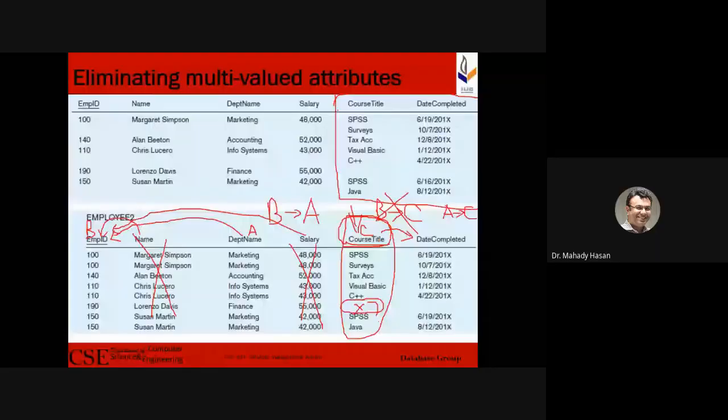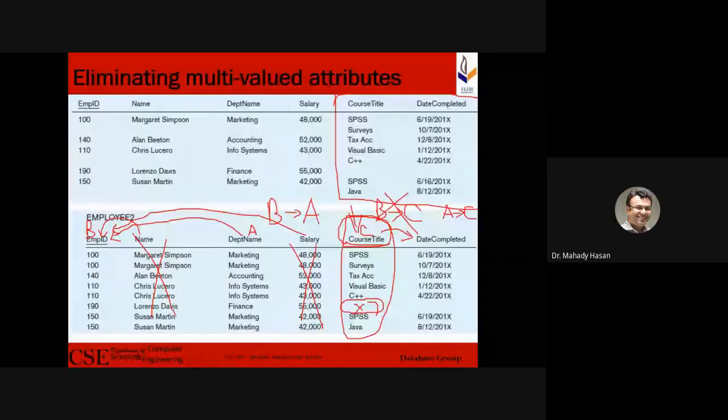So if we get rid of this part, if we get rid of the course part, then for the employee for whom there is no course, that entry won't be there in my employee course table, right? In my employee course table, I would be having 100 SPSS, 100 survey, 140 tax, 110 Visual Basic, 110 C++, 150 SPSS, 150 Java. That's the entry that I would be having, correct? Yes, sir. Okay. Therefore, this is the reason why we follow the rules.